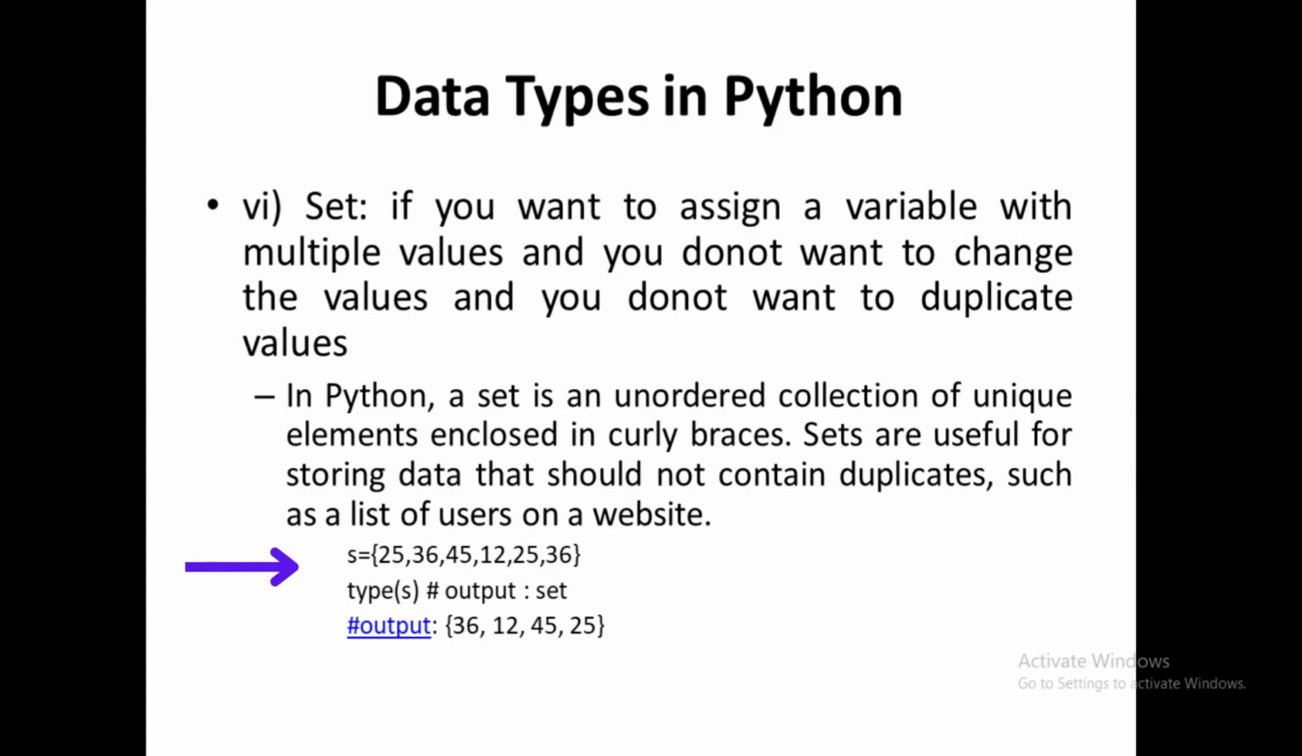s is equal to set, containing these values, and type of s will display set. And the output is 36, 12, 45, 25. This one has duplicate values: 25 is repeated two times, 36 is repeated two times, but the output will be unique values. It will not have duplicate values.